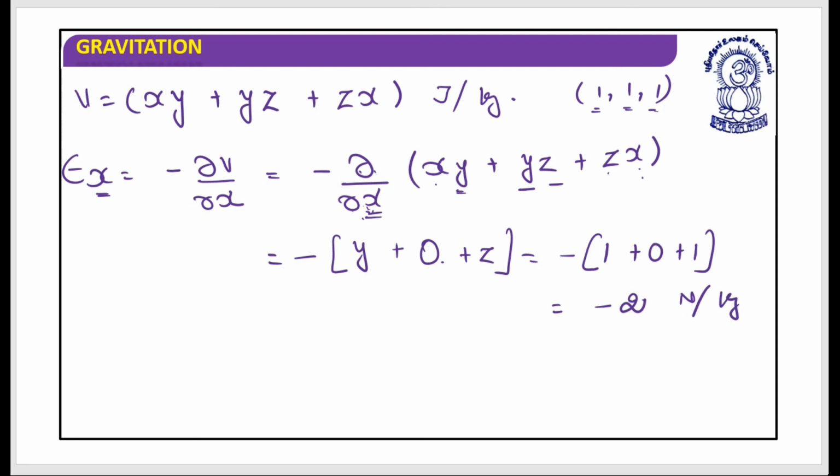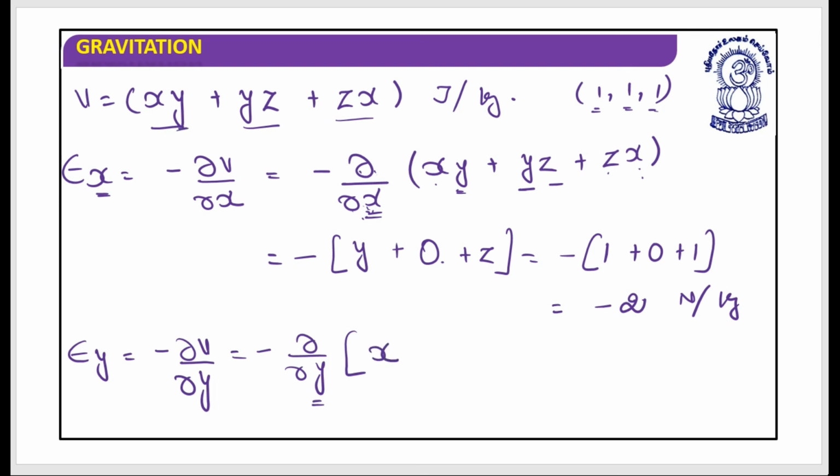I hope this is clear. Is it clear? Great. Now let's write it down for the Ey, which is equal to minus del V by del Y. This is equal to minus del by del Y of xy plus yz plus zx. When I differentiate with respect to y, y is constant in the first term, and I am left with x. Differentiating yz with respect to y, it's plus z. z and x, both are constant in the last term because differentiating with respect to y, this is 0. So this is equal to minus of 1 plus 0, and this is equal to minus of 2 Newton per kg.